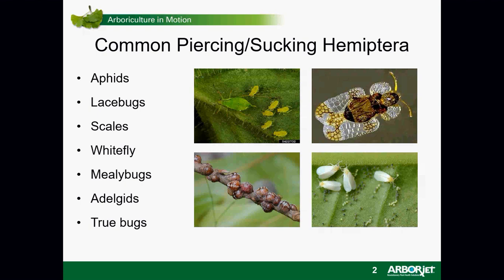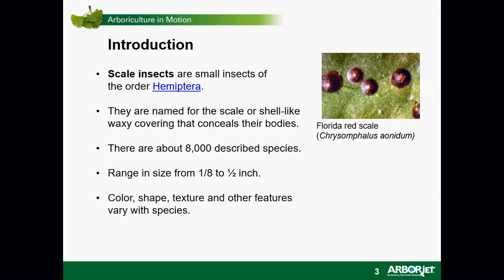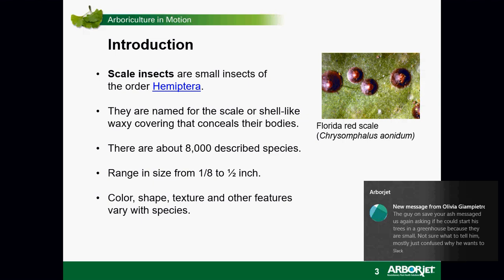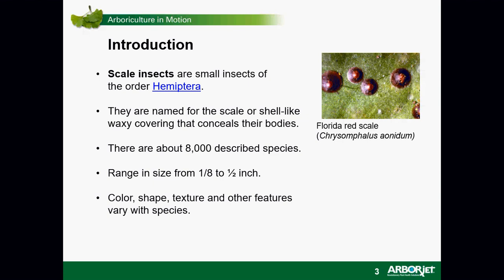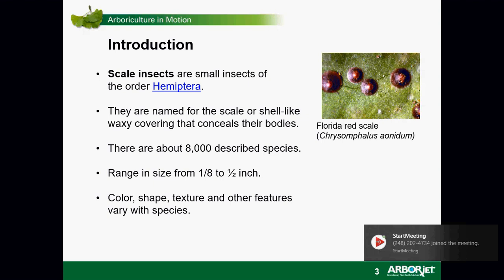Scales are members of the order Hemiptera. These are piercing, sucking insects that also include aphids, whiteflies, and others. They are quite numerous, at least 8,000 described species. They get their names from the scale or shell-like waxy coating that conceals their bodies. They range in size from a pretty small, eighth of an inch, to about a half an inch in size.